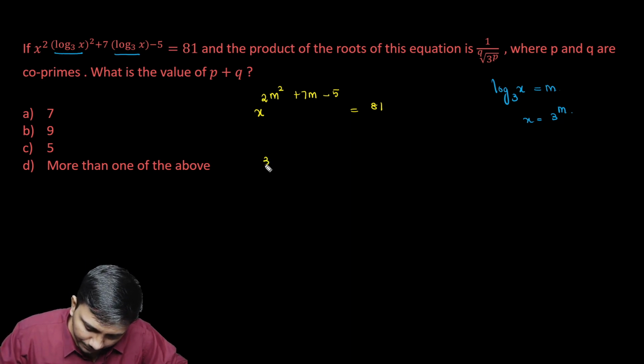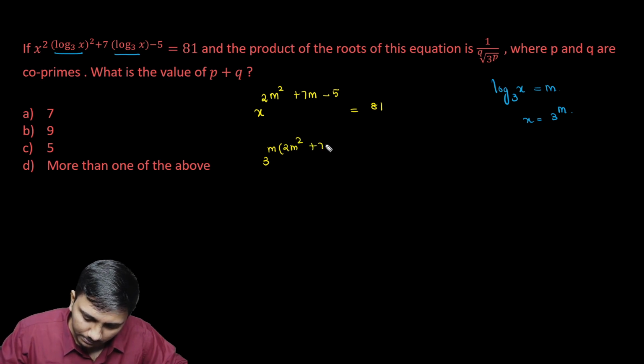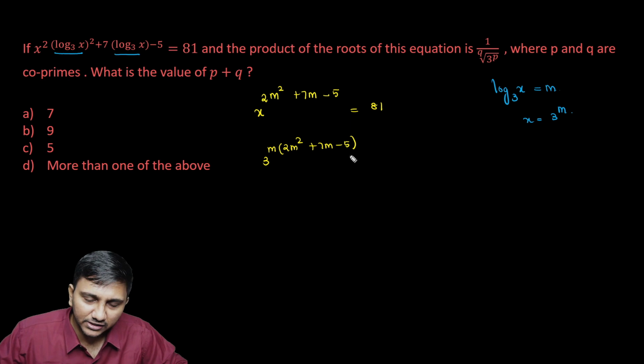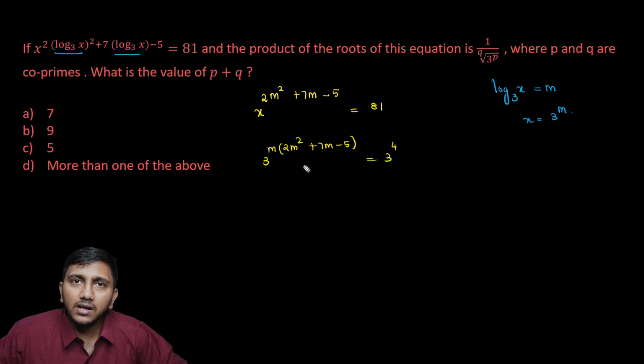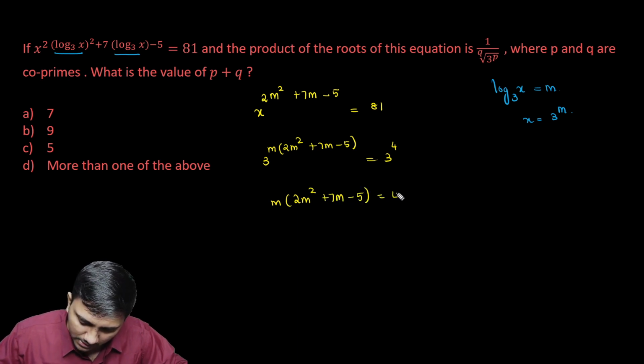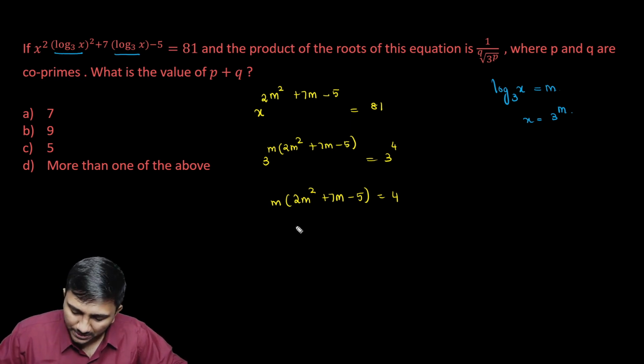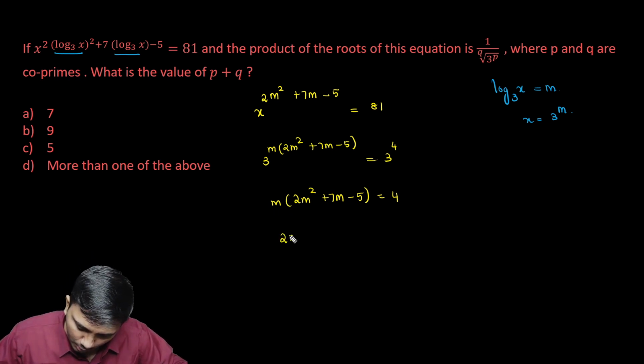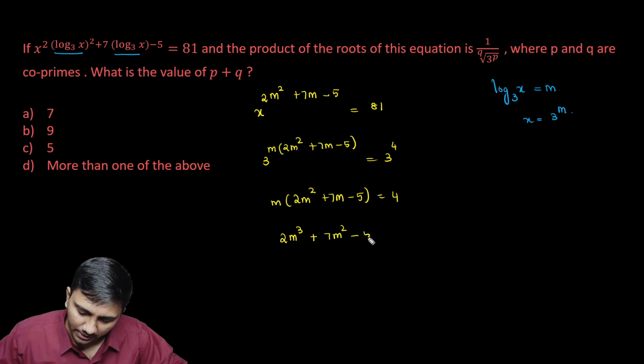So this will become 3 to the power m into 2m squared plus 7m minus 5, and that's equal to 3 to the power 4. As the bases are equal, I can equate the powers here. So that will give me m into 2m squared plus 7m minus 5 is equal to 4. So this is a cubic equation. Let me just take this m inside. It will become 2m cubed plus 7m squared minus 5m is equal to 4.